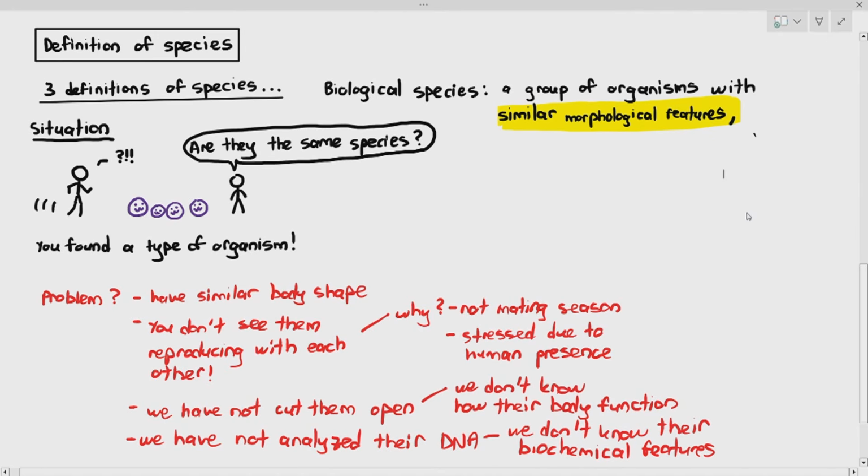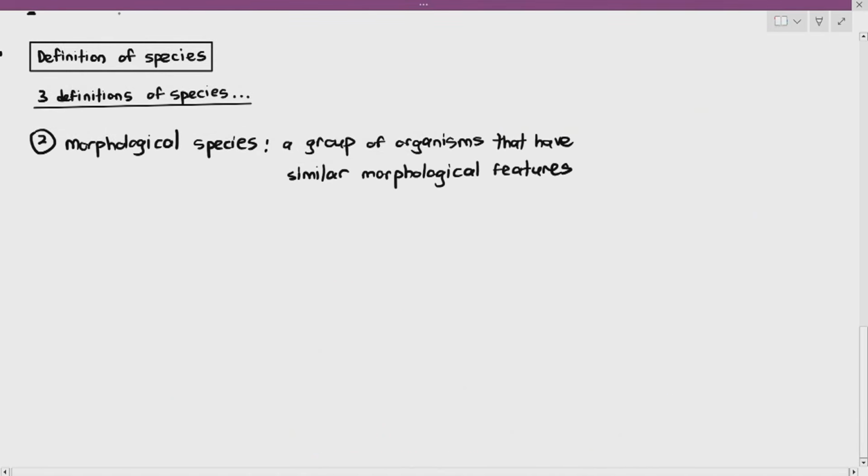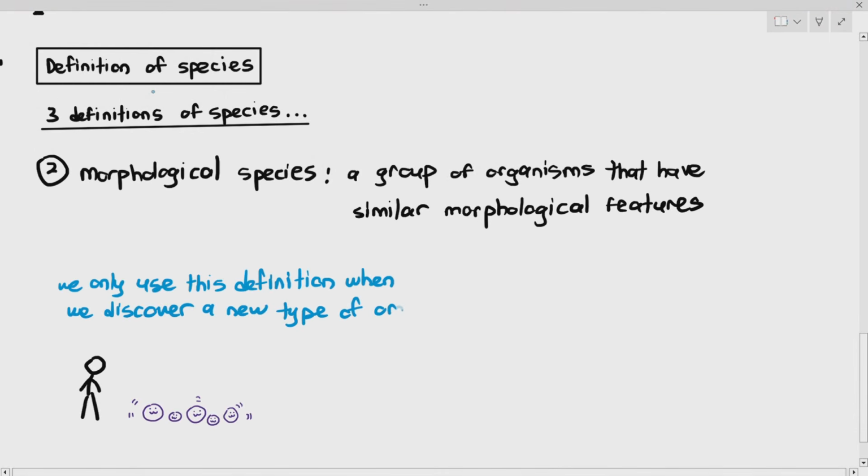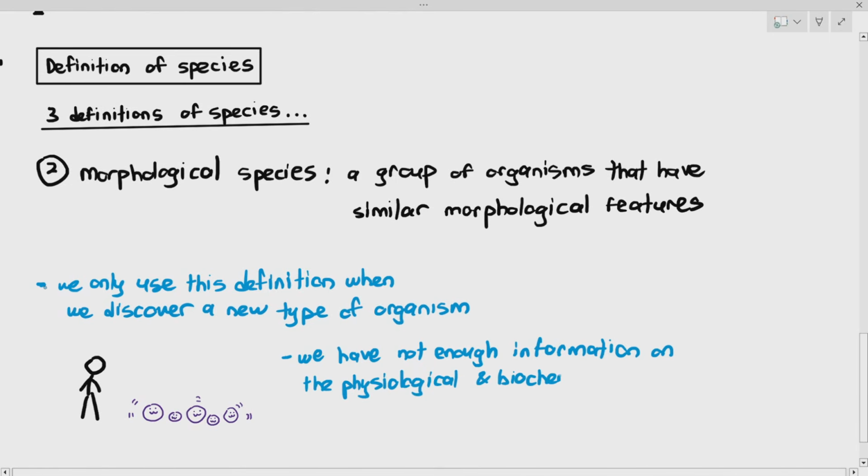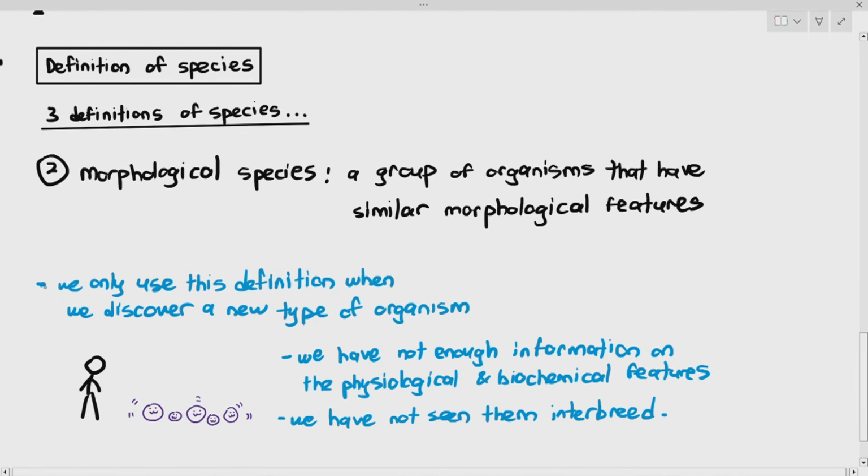That is where the second definition of species comes in. The second definition of species is known as the morphological species, a group of organisms that have similar morphological features. We only use this definition when we discover a new type of organism, or when we are trying to compare organisms and we don't have enough information on their physiological and biochemical features, and we also have not seen them interbreed. That's when we use the morphological species definition.